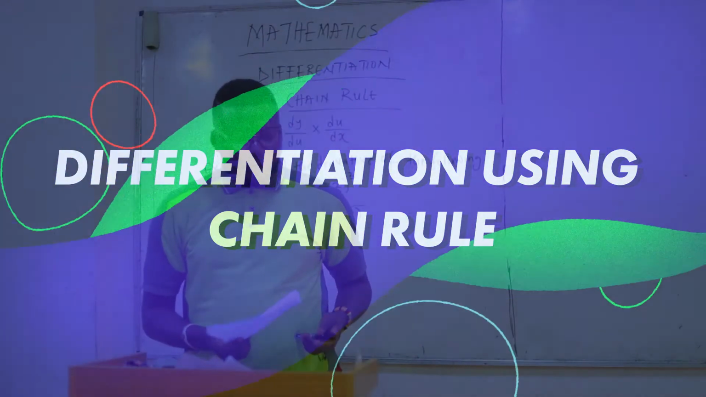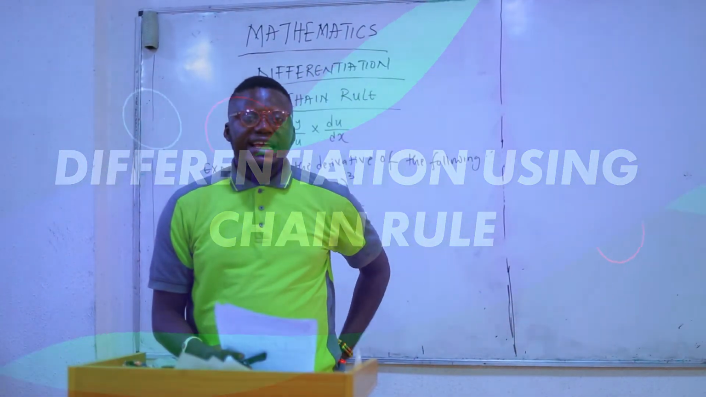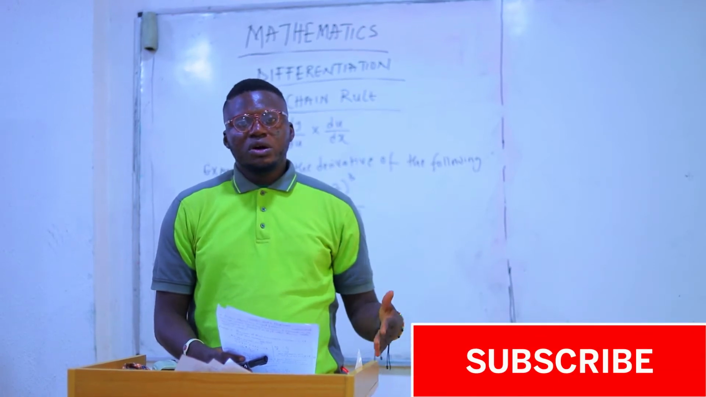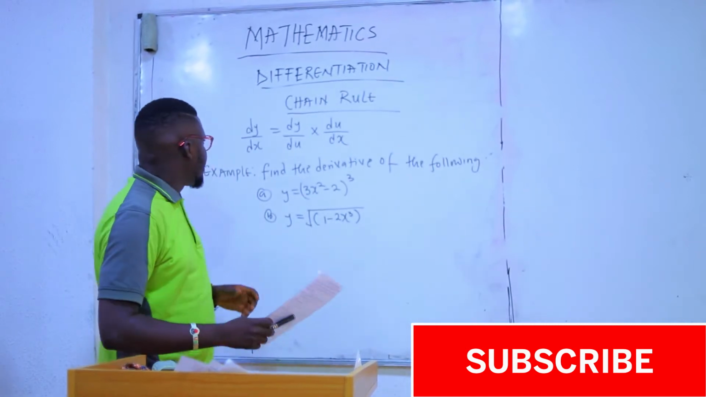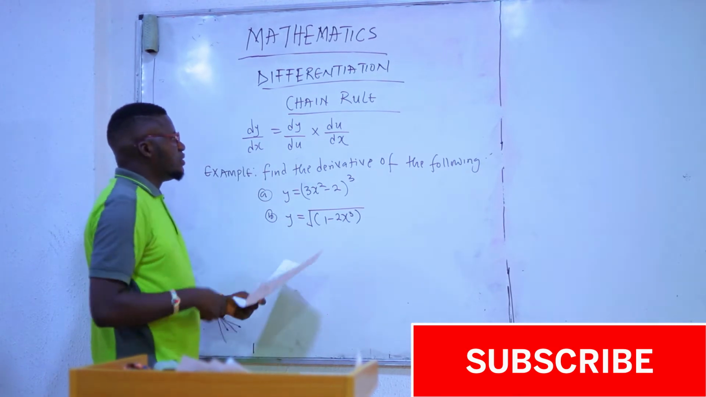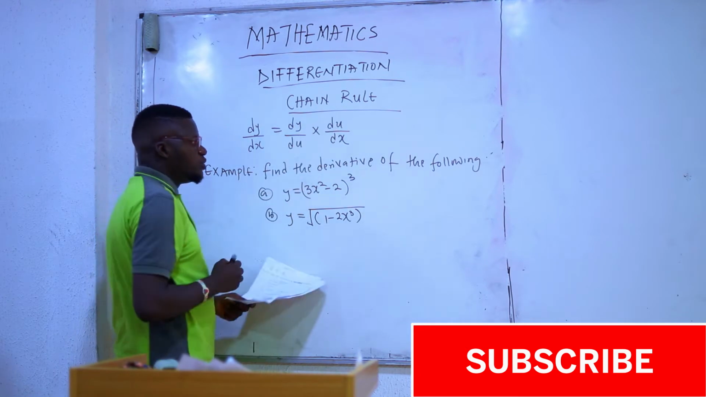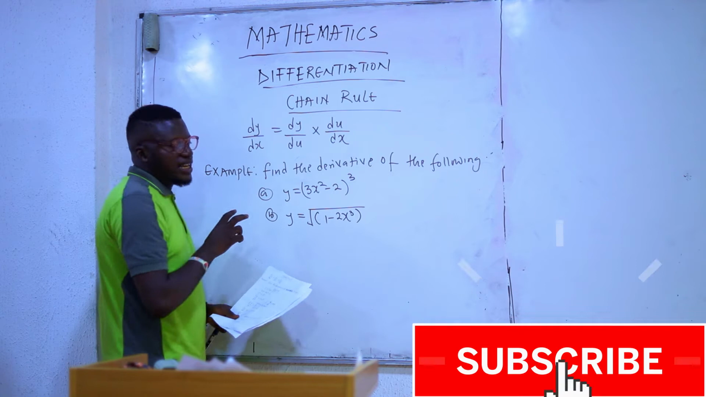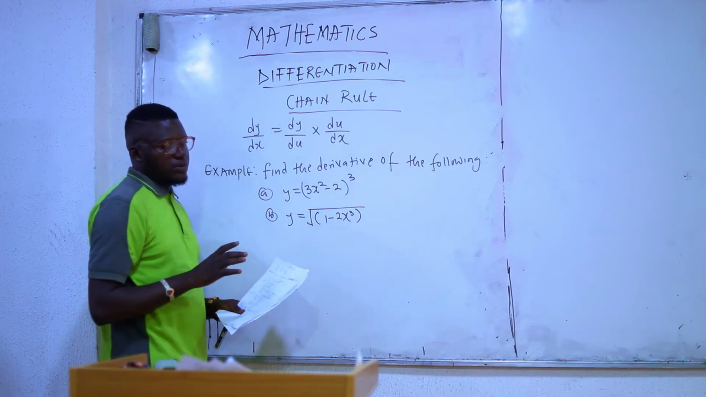So we're going to continue from where we stopped in the last class in differentiation. Today I'm going to be considering a topic titled chain rule under differentiation. So the formula for chain rule is given as dy over dx is equal to dy over du times du over dx. I'm going to show you how this formula is applied in solving examples, and where the formula comes in.